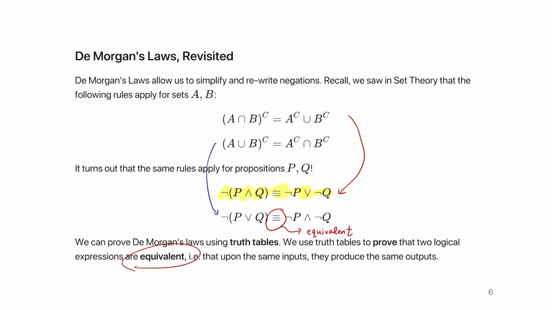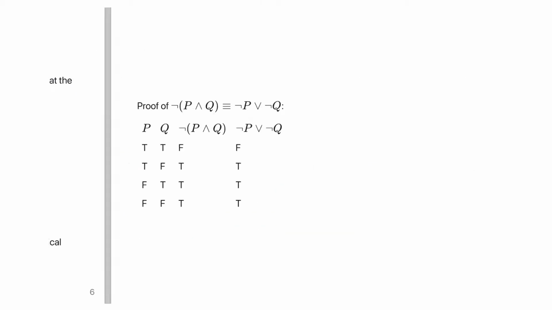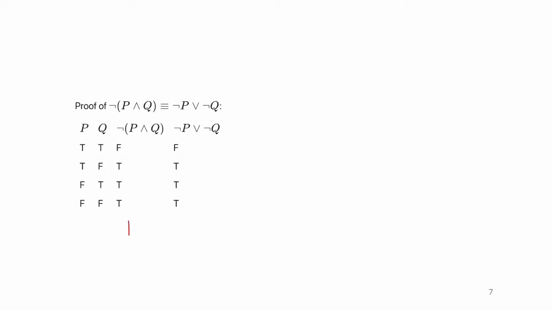So we go through, change conjunctions to disjunctions and vice versa, and then negate individual propositions. Okay? So again, the structure we use to prove two logical expressions to be equivalent is the truth table. Okay, and I believe this is a question on homework 2, right?